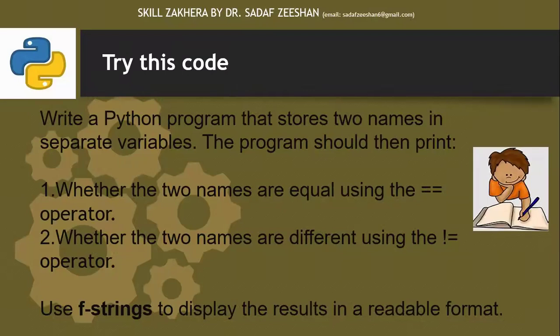So it's test time. So let's try this code. Write a Python code that stores two names in separate variables. The program should then print whether two names are equal using the double equal to operator, whether two names are different using the not equal to operator, and you have to use an f-string to display the result in a readable format.